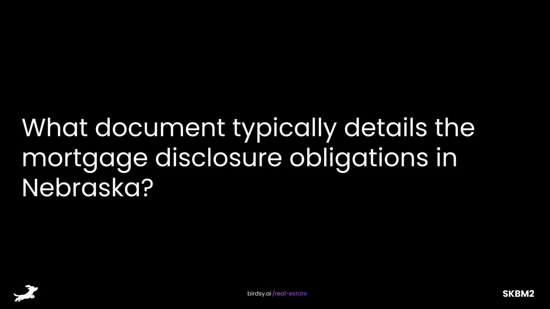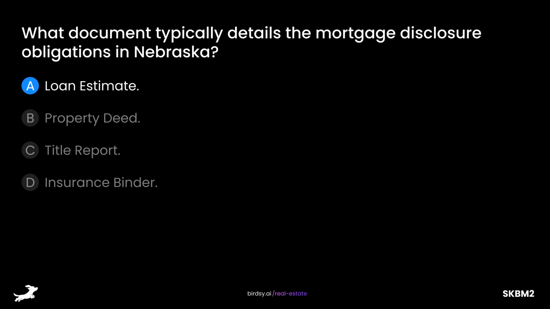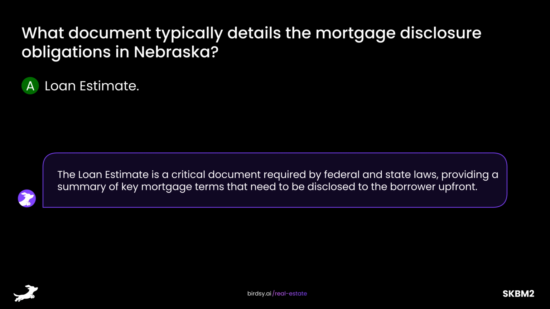What document typically details the mortgage disclosure obligations in Nebraska? Is it A, loan estimate; B, property deed; C, title report; or D, insurance binder? The answer is A, loan estimate. The loan estimate is a critical document required by federal and state laws, providing a summary of key mortgage terms that need to be disclosed to the borrower up front.